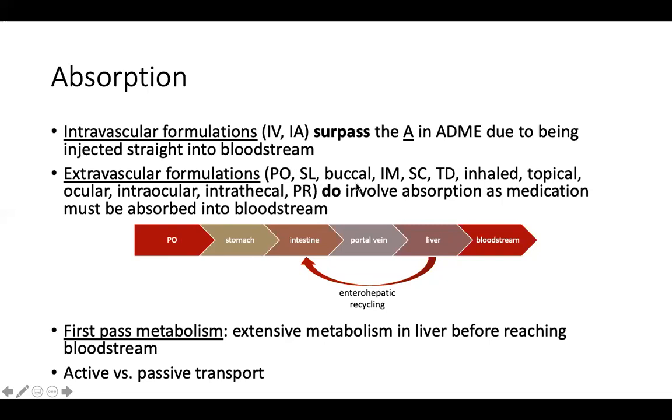Extravascular formulations are by mouth, sublingual, buccal, etc. Those do involve absorption because they have to go from those sites into the bloodstream. Here would be an oral formulation: from the mouth to the stomach, intestine, portal vein, liver, and then bloodstream. Enterohepatic recycling is going from the liver back to the intestine via the bile. First pass metabolism is when we have extensive metabolism in the liver before our drug is even reaching the bloodstream.